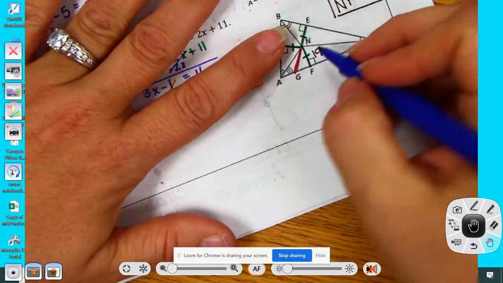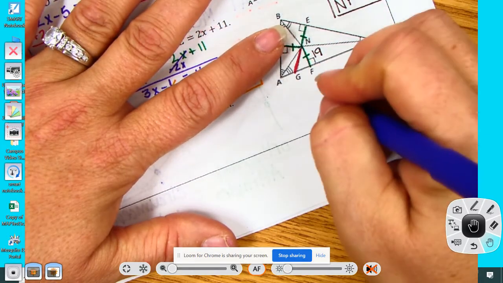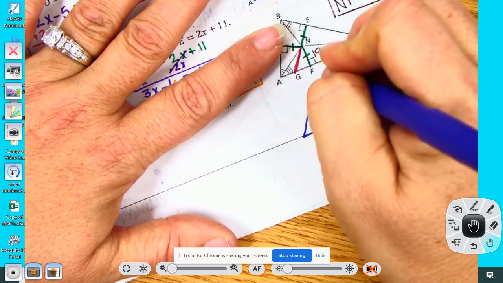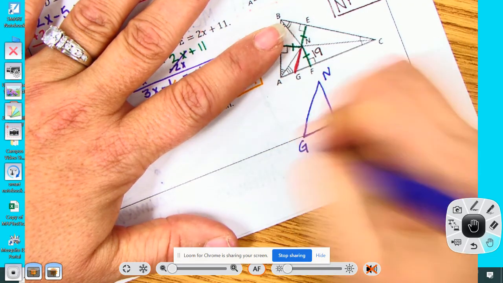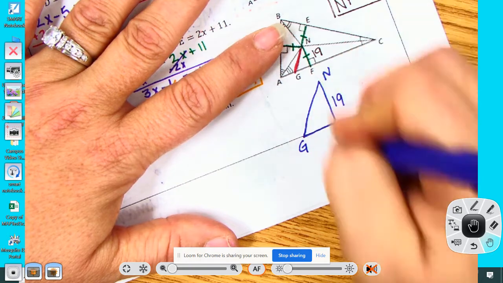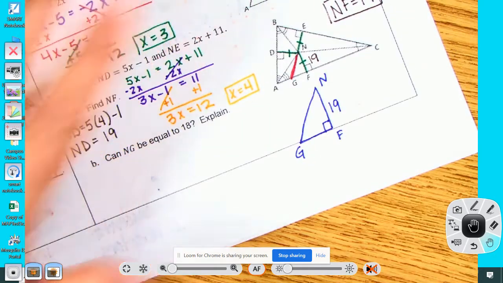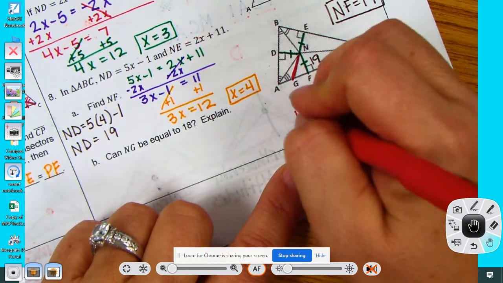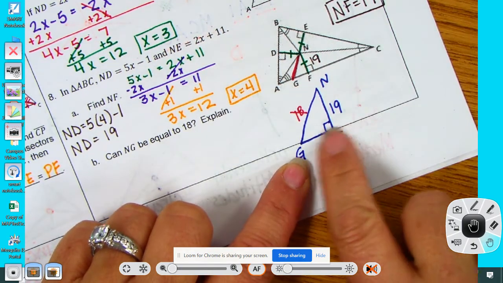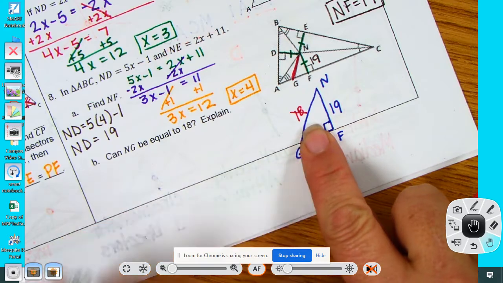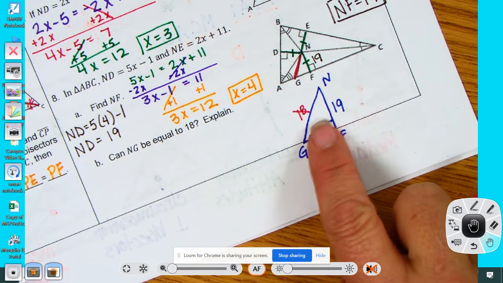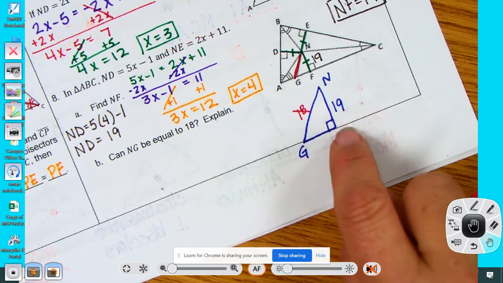So first thing I see is that NFG make a right triangle. So here's N, F, and G. And I know this is 19. As soon as I saw it like that, I thought, well, no, this cannot be 18 because it's the hypotenuse. And the hypotenuse has to be the longest side. So that means the hypotenuse has to be greater than 19 for this to work.